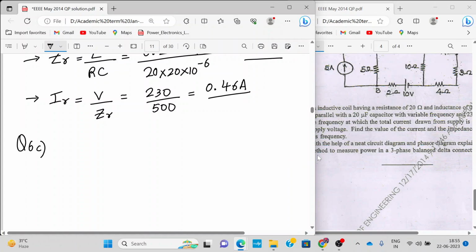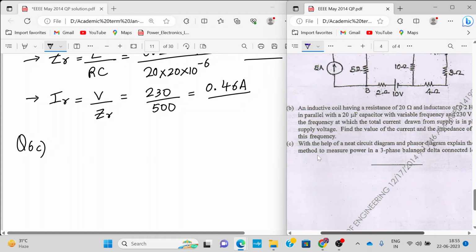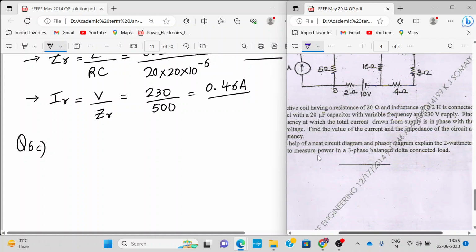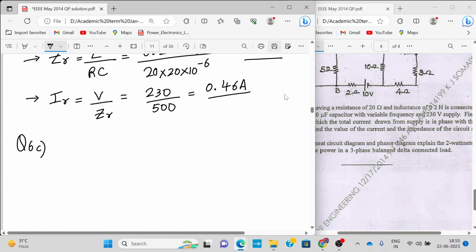6C. With the help of a circuit diagram and a phasor diagram, explain the 2 wattmeter method to measure power in a three-phase balanced delta connected load. Now at the start I showed you that technique, right? I think in lecture number 41 or 40, that technique was shown to you. So draw that phasor diagram similarly. You read that question and answer the question accordingly.